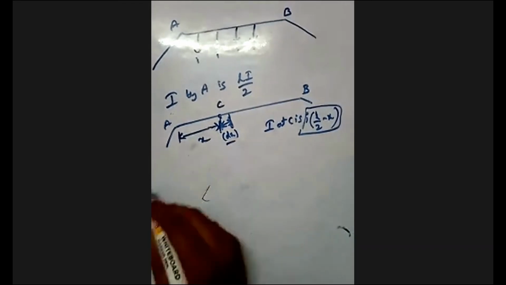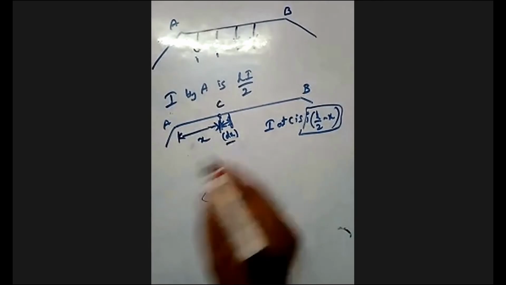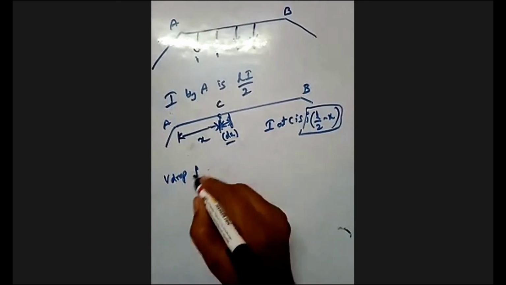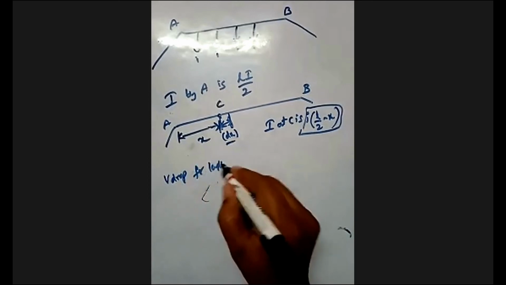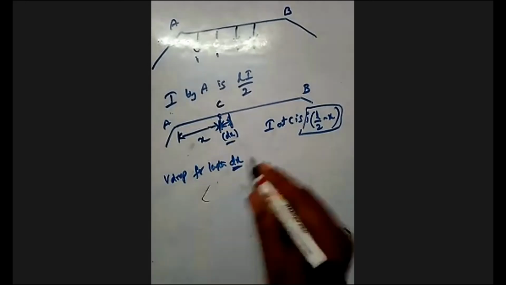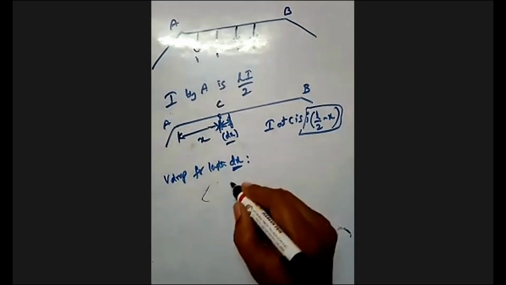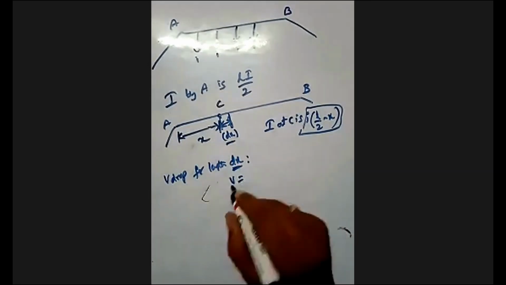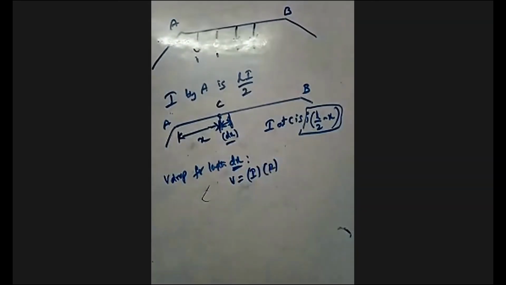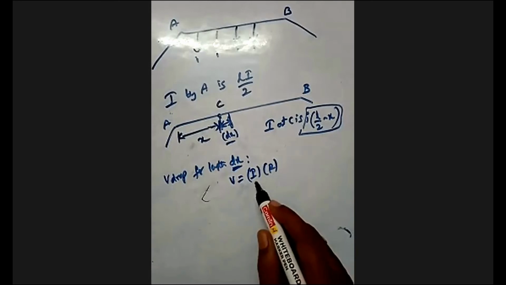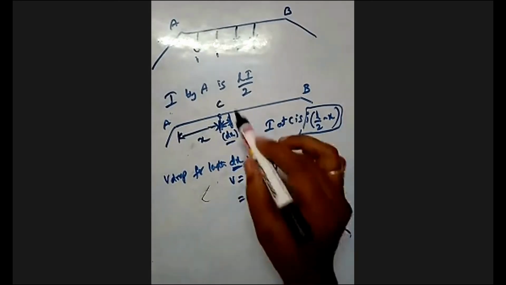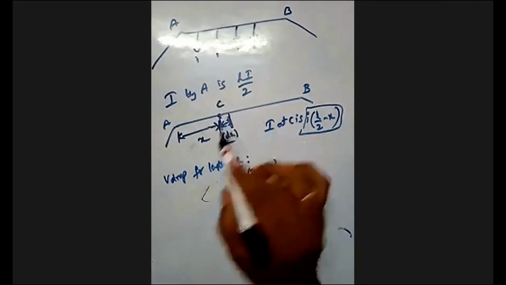Now what is the voltage drop for a length dx? I am calculating the voltage drop for length dx. As you know, voltage drop V is equal to current I into R. So here you need to know the current I and the resistance R.